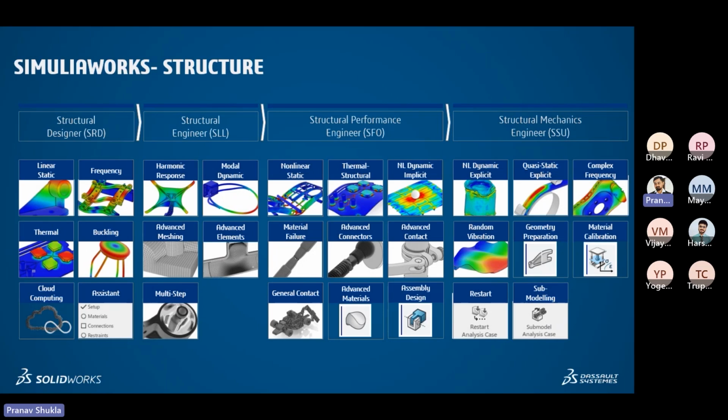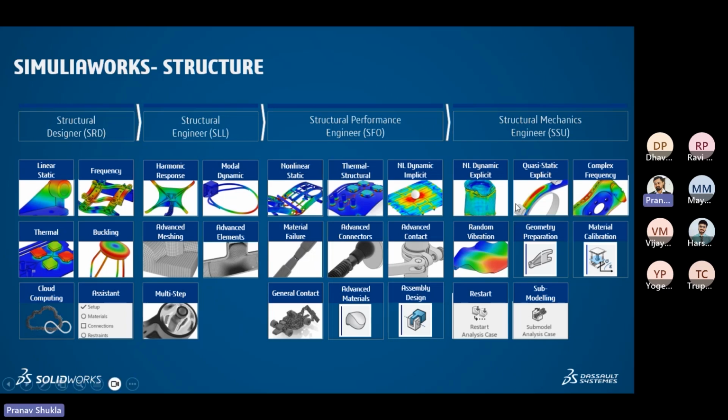Now, sorry, this one is the SIMULIA Works structural product matrix, and there are different roles available. Structural designer is the first beginner role, then structural engineer is there. These both roles are at the linear level, and they have some capabilities mentioned over here. And the performance role is for the non-linear analysis, which also includes the capabilities of the structural designer and engineer roles in the structural performance.